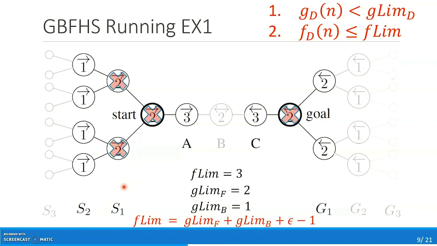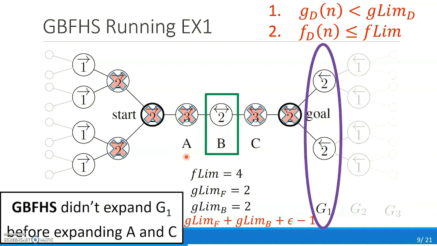Now there are no other nodes which fulfill these conditions, so the f limit is increased. At this point, both A and C fulfill the conditions, and GBFHS can expand them and find the optimal solution. Note that this time, GBFHS did not have to expand G1 before finding the optimal solution, as opposed to FMM, which had to expand G1.